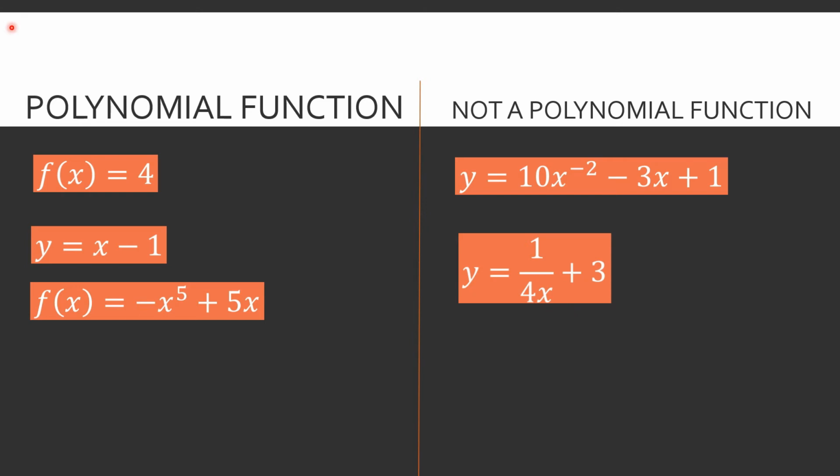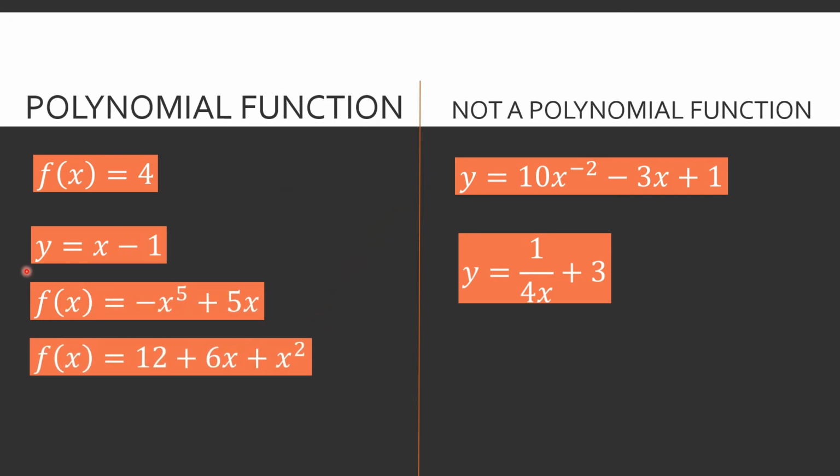Next, f of x is equal to 12 plus 6x plus x squared. What do you think? Polynomial or not? It is a polynomial since all of the exponents of x are positive and are whole numbers as well.